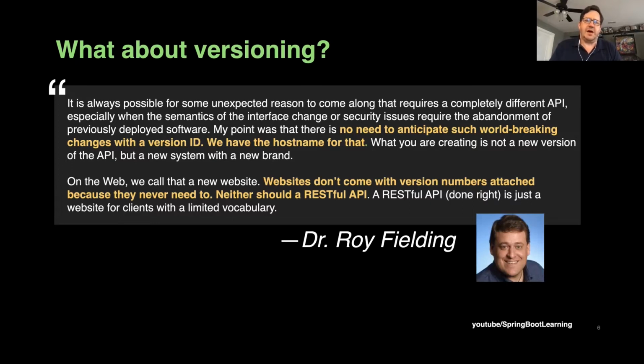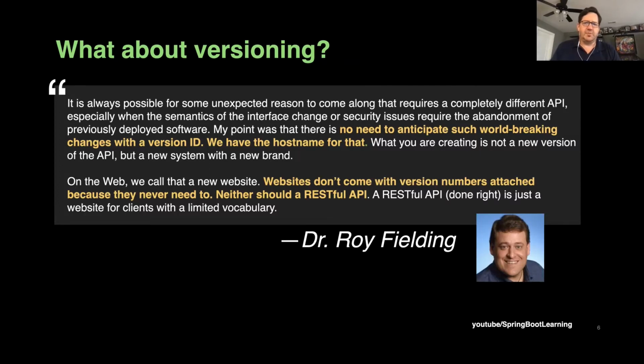And somebody asked him about versioning APIs, and he said that there's no need to anticipate such world-breaking changes with a version API. That's what the host name does. If you really have a breaking change, an all-new system, that's what a new host is. That's what a new website is, if you will. I mean, that's what you're doing.